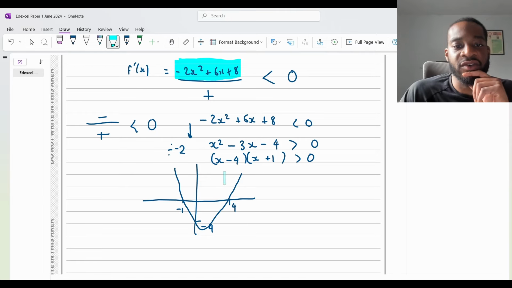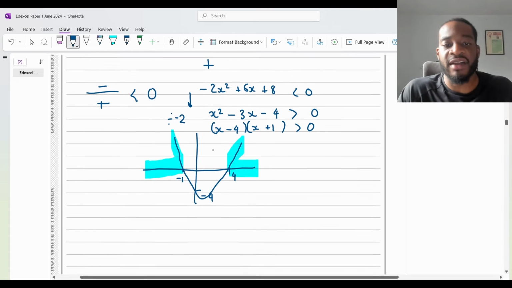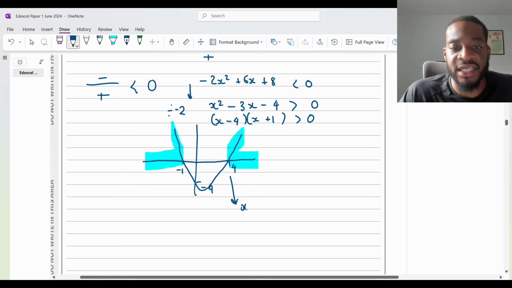When is this greater than 0? It's greater than 0 for these values here, isn't it? Right? So there and there. And that is for what corresponding x values. For this side, it's when x is greater than 4. And for this side, it's when x is less than -1.